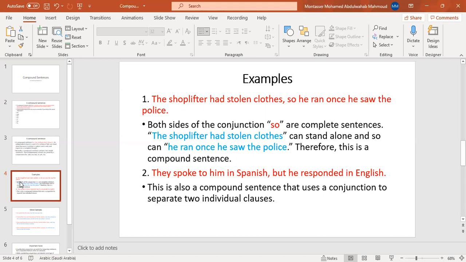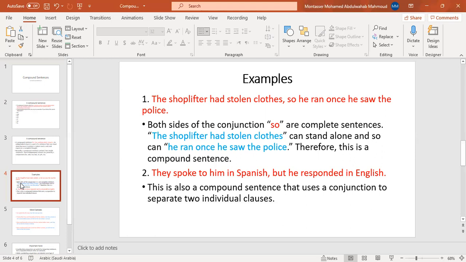And where is the complete sentence after the coordinating connector? He ran once he saw the police. Both of these two sentences can stand alone. They have a complete thought. So when we have two independent clauses like these two connected by a coordinating connector like so, we call this sentence a compound sentence.